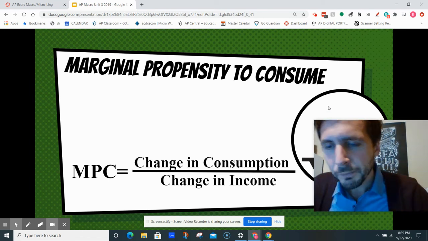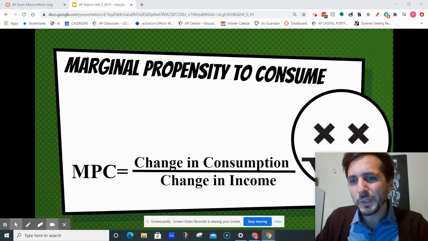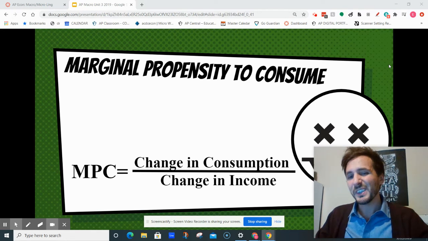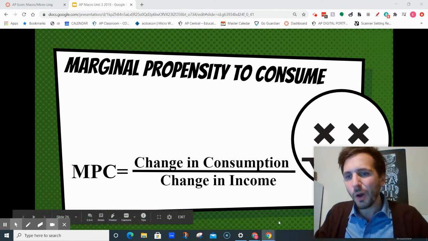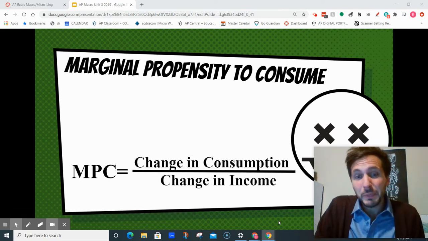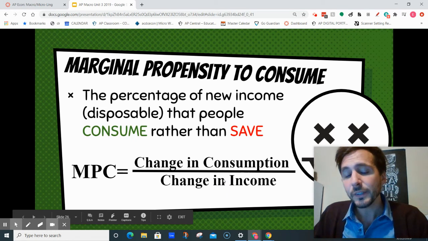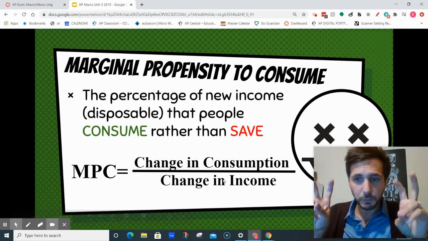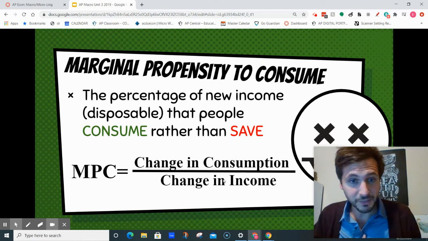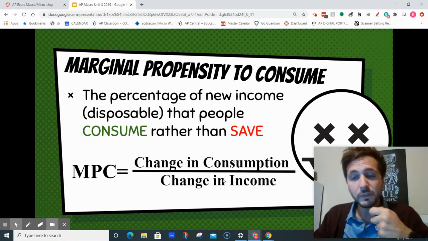So there's a group of people, economists mainly, who measure how much we spend versus how much we save of every dollar that comes from our income. So this is an aggregate. We're looking at all incomes and general propensities or likelihood that you're going to spend it. So the marginal propensity to consume is a percentage of new income. We call it disposable income. It's not money you can dispose, it's just your income after taxes. So, how much of your income people consume rather than save.